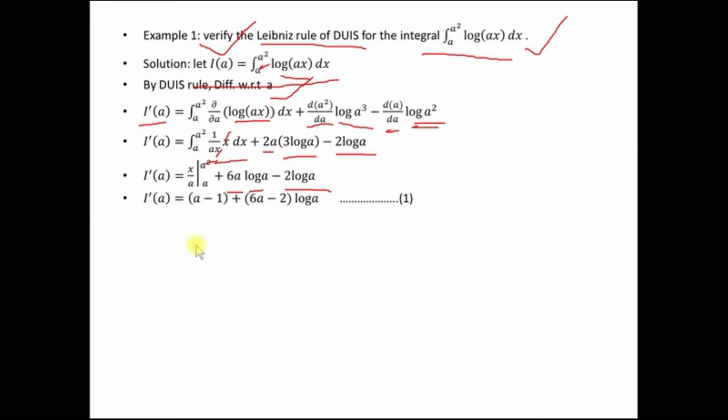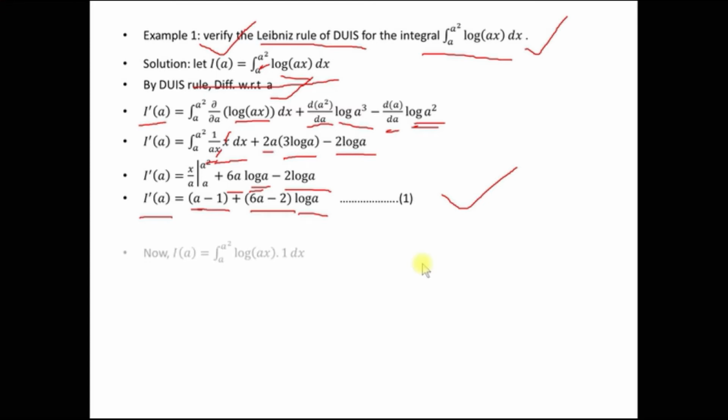Now we are going to put upper limit minus lower limit. Therefore I dash of a is equal to: in place of x we put the upper limit a square divided by a, and minus, when we put the lower limit a in place of x, a divided by a is 1, so we get a minus 1. Plus, log of a is common, so we take it outside: plus 6 minus 2 into log of a. So by using DUIS rule we have found the derivative of this integral as equation number 1.